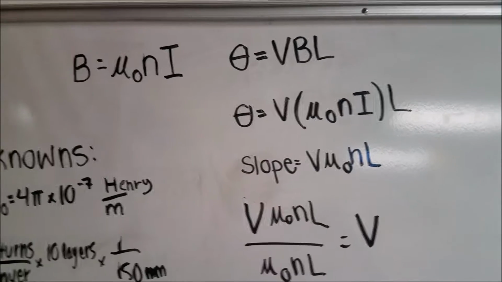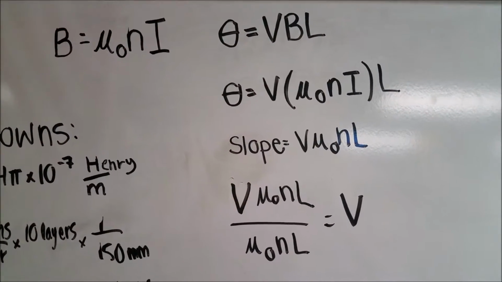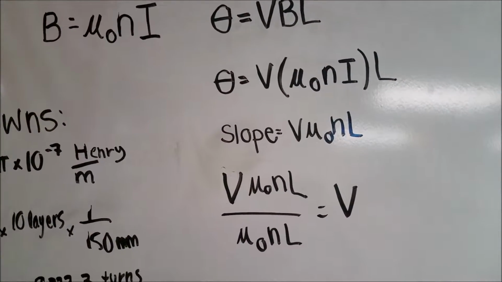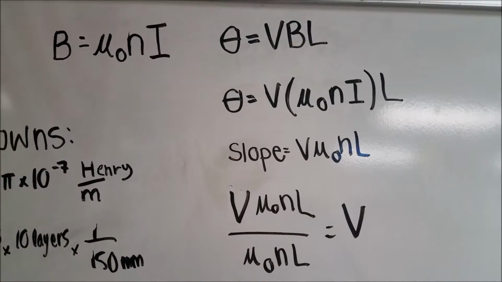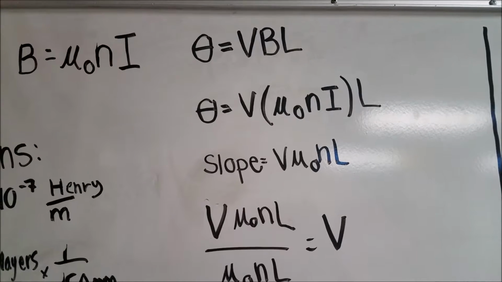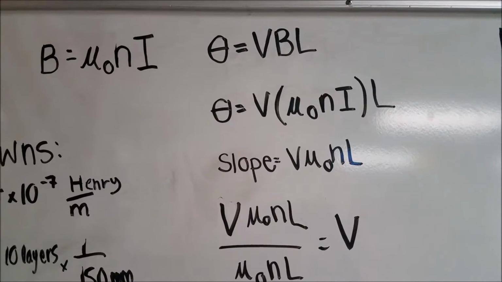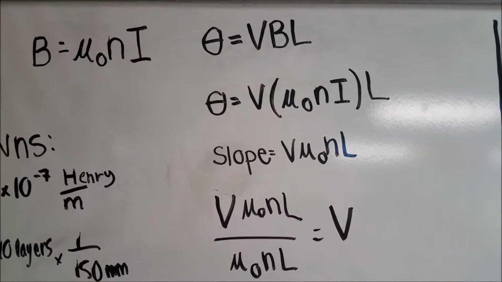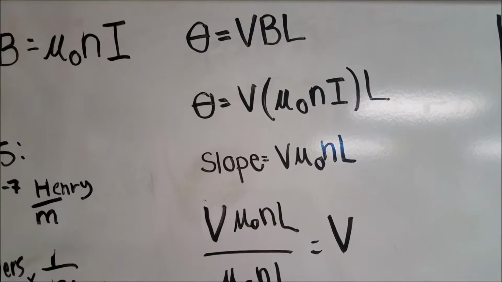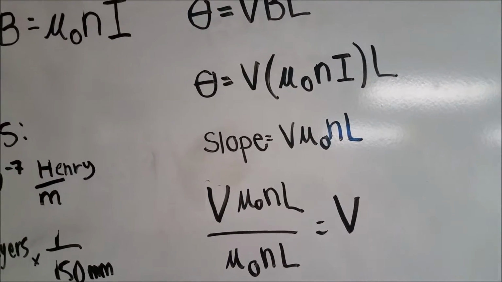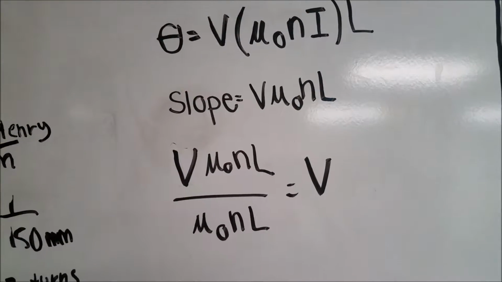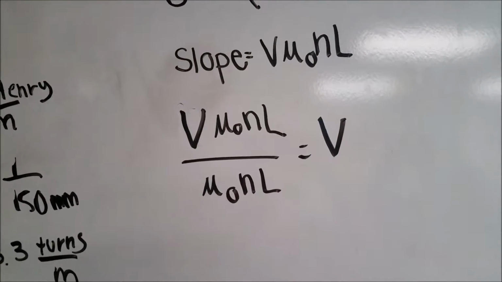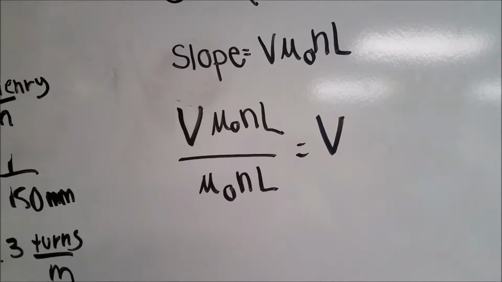Some of our significant results for the Faraday rotator was to calculate the Verdet constant of both the glass tube and the water tube. So we take our theta equals VBL equation and plug in what we know the magnetic field is. And since we created a graph of theta versus current, we know our slope would be V mu naught NL, and dividing by mu naught NL we can get the Verdet constant.